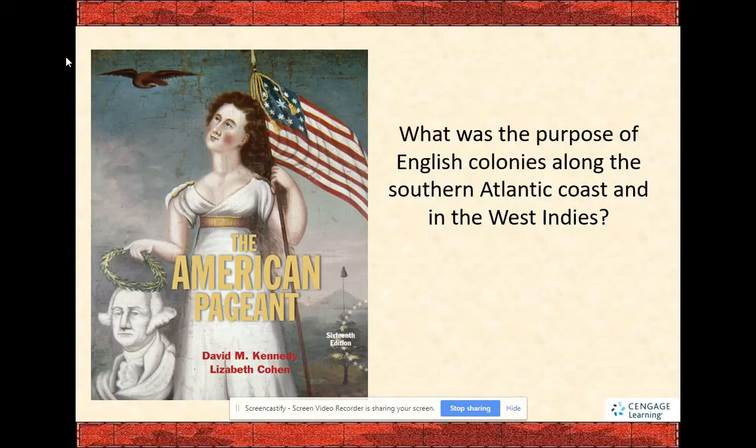So far, we've established that the primary motivation of the English colonies along the southern Atlantic coast and in the West Indies was to enrich the investors of joint stock companies and the Empire of England. In this next unit, we will further analyze the purpose of English colonies by introducing the concept of mercantilism. We will then identify the specific responsibilities of the colonies of North and South Carolina, those of the West Indies, and the colony of Georgia.